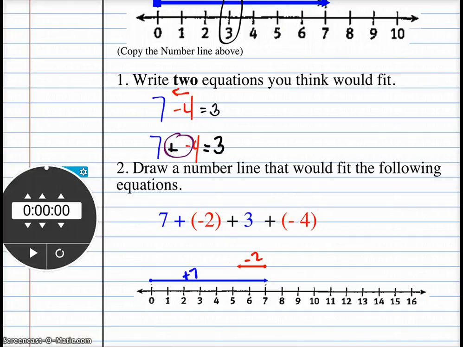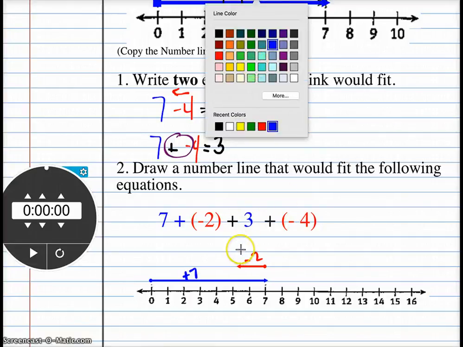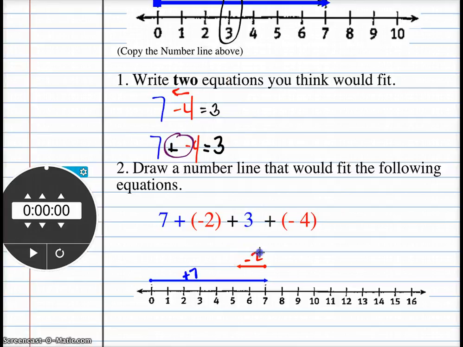Okay, plus 3. We'll do it in blue because it's going the positive direction. I'm here at 5 now. I'm going to go up 3 spaces. It'll take me to 8. I'm kind of doing this by just stacking them. Plus 3. And you can figure out the rest and where you end.